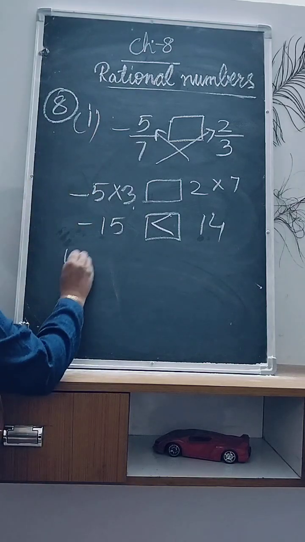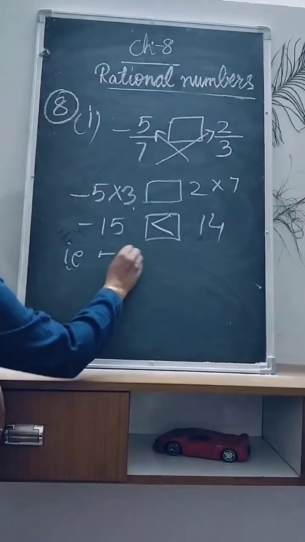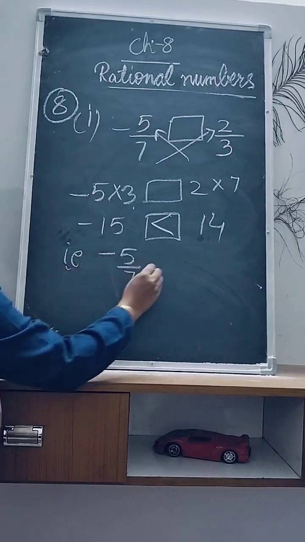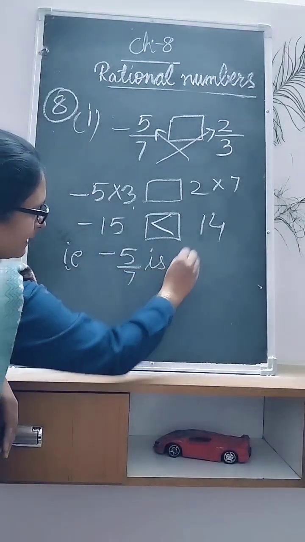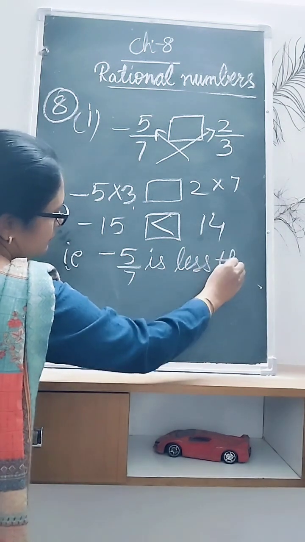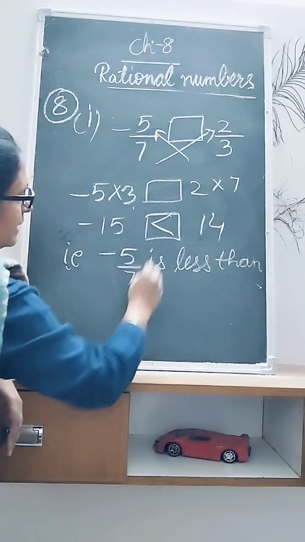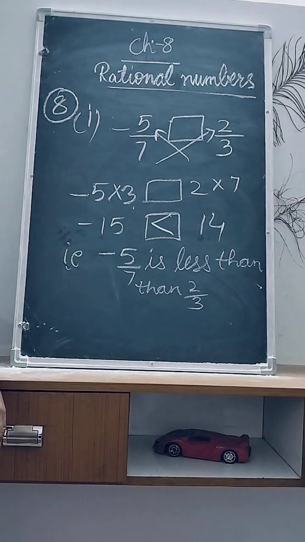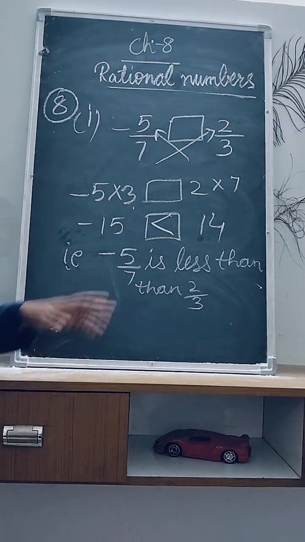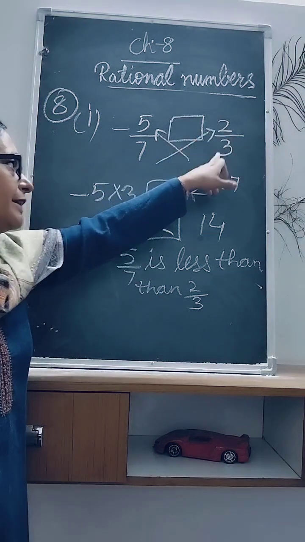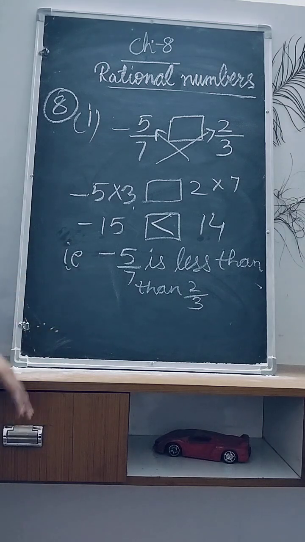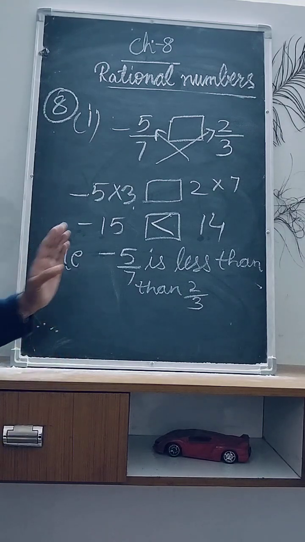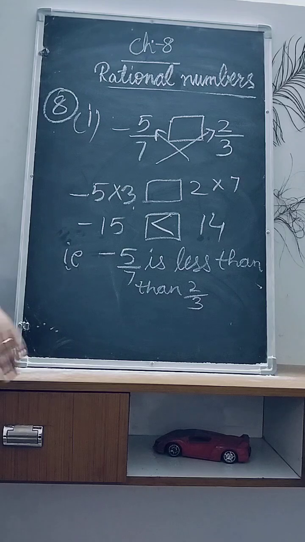It means that minus 5 by 7 is less than 2 by 3. If sometimes they tell you which is greater, you can tell 2 by 3, the rational number, is greater. And if they tell you to place the sign in between, you can write the sign in between. Okay, so in this way you can solve the other parts also.